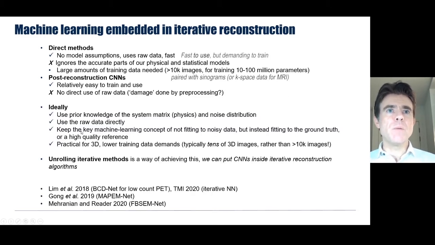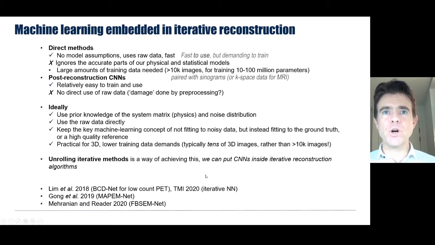But nonetheless, ideally, we'd like to use our knowledge of the system matrix, use our knowledge of the physics, and also knowledge of the noise distribution, so that's the Poisson distribution for the case of PET imaging. We'd want to access the data directly and yet use that machine learning concept, that benefit of not fitting to noisy data, but instead training a mapping that takes us to a very high quality reference or the ground truth, even if we do have it. And also we want the methods to be practical for 3D with not such high training data demands that we see in those direct methods. We'd want to be dealing with maybe tens of images rather than tens of thousands of training pairs.